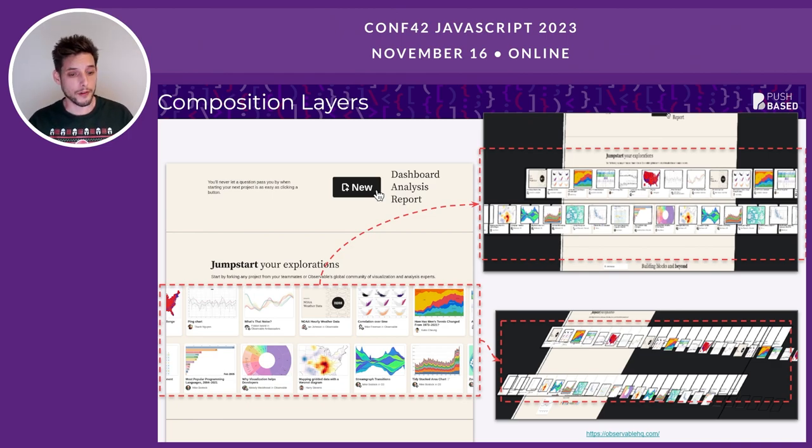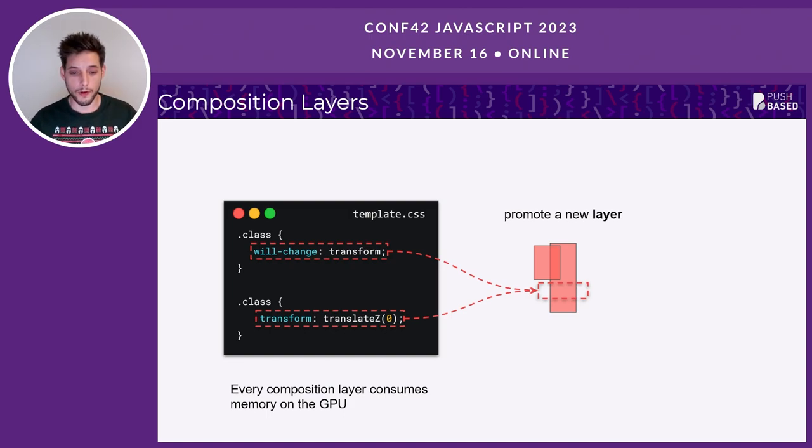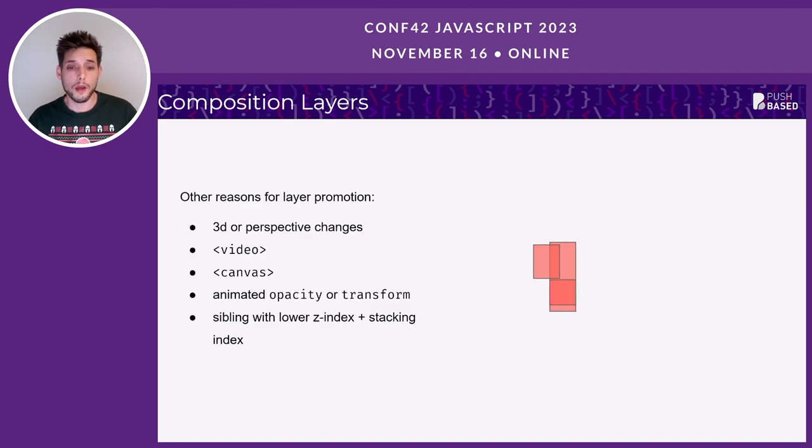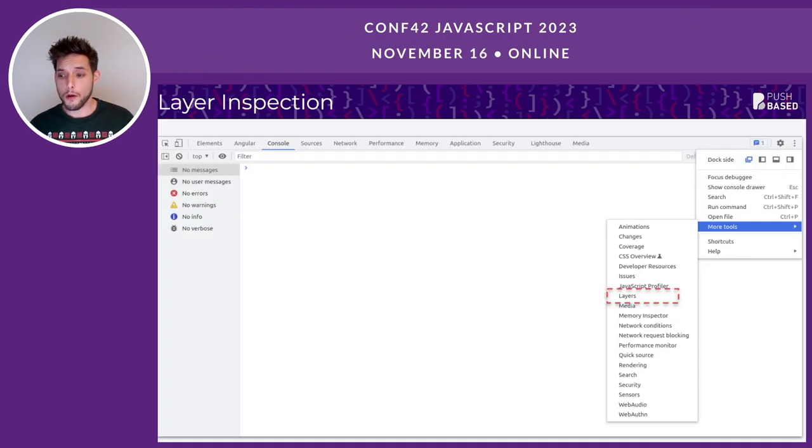And what does that mean for our memory consumption? You have seen this slide before, but I want to emphasize this once again. There are certain rules that promote a new layer in your application. Whenever you use one of those, it will promote a new CSS layer, and this will consume memory on the GPU of your device. And how much, we can also inspect. Other reasons besides the two we have seen before that promote a layer are, for example, 3D or perspective changes. A video element always promotes a new layer. Canvas elements always promote new layers. Animated opacities or transforms. And if you have a sibling with a lower z-index plus a new stacking index. So how do we inspect those layers?